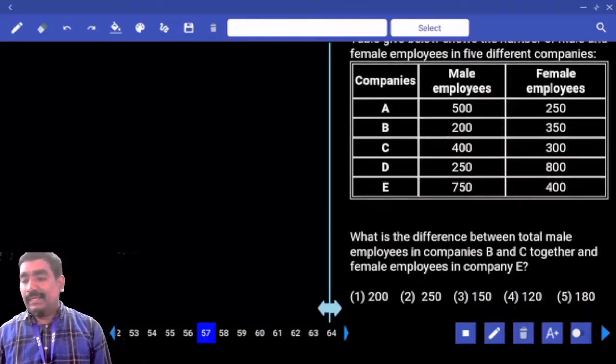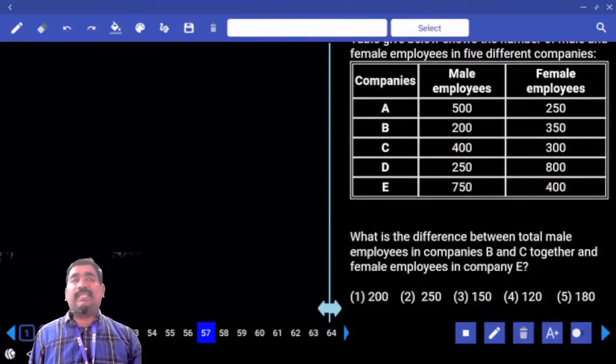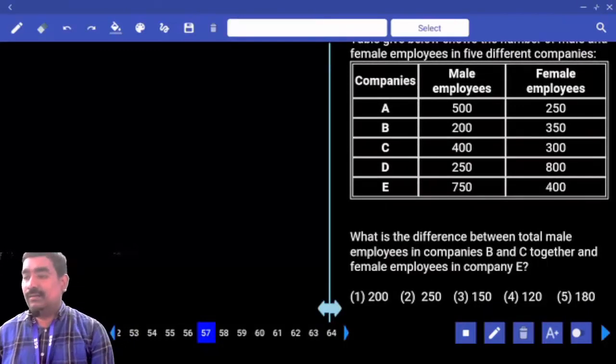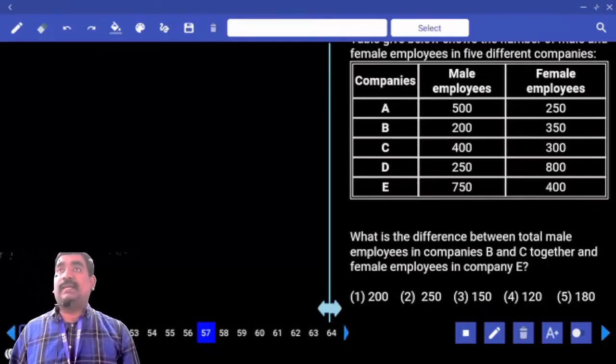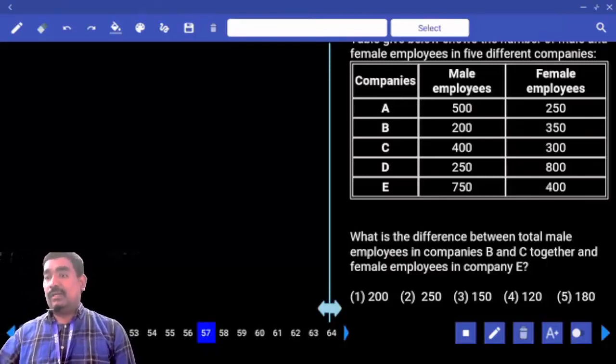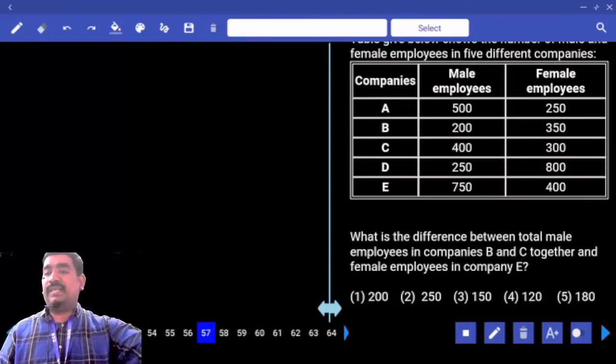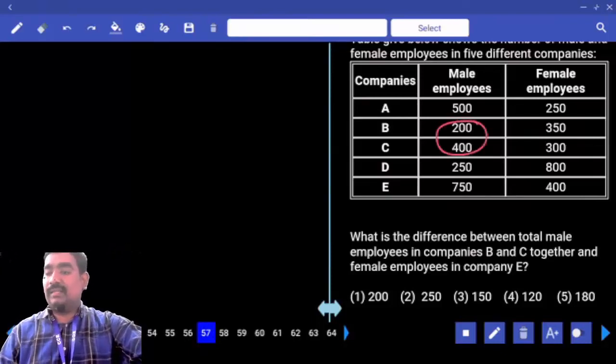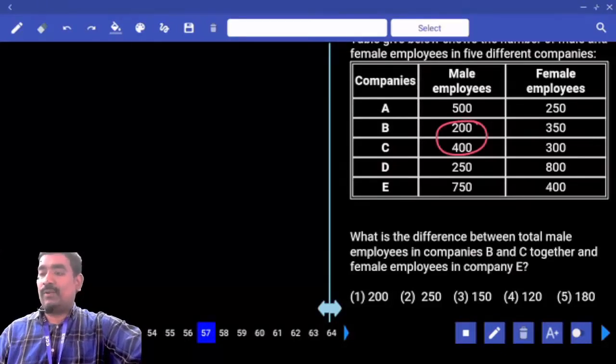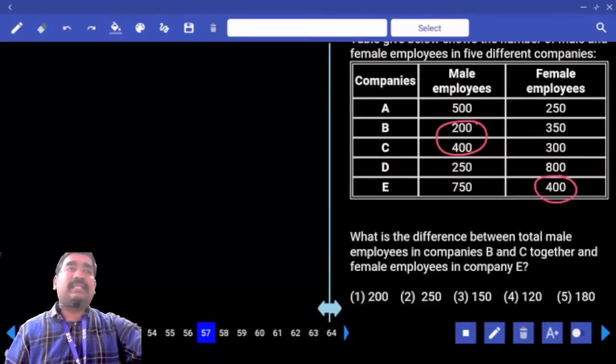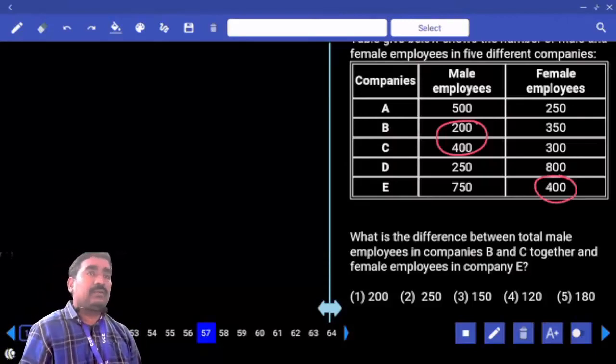Next. Difference between total male employees in companies B and C together and female employees in company E. Total male employees in companies B and C: 200, 400, 600. Female employees in E: 400. 600 minus 400, 200.